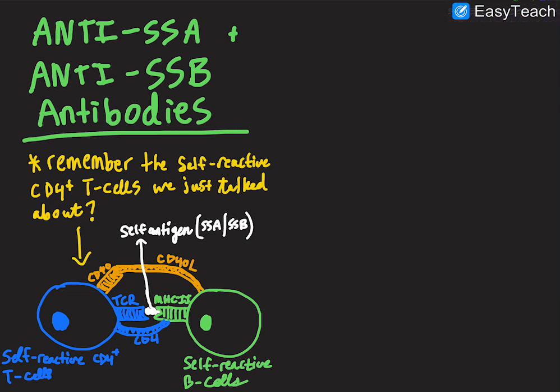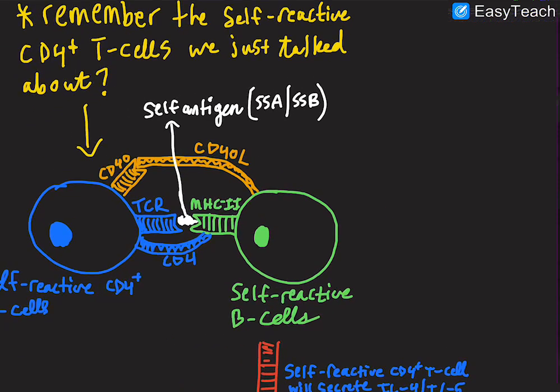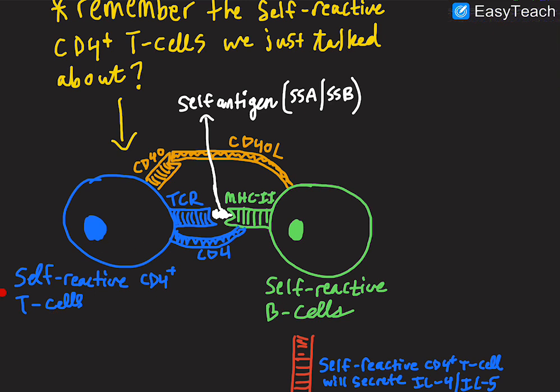But let's talk about how anti-SSA and anti-SSB antibodies form first. So remember, we have self-reactive CD4 T cells. Let's see that interaction again. Why are they self-reactive? Because they escape central tolerance in your thymus gland. That means they can react to your self antigens.